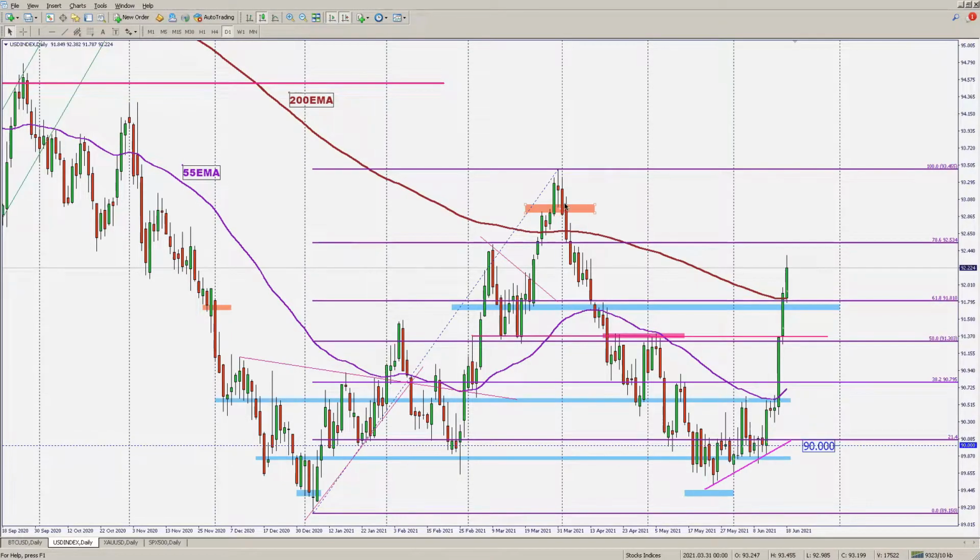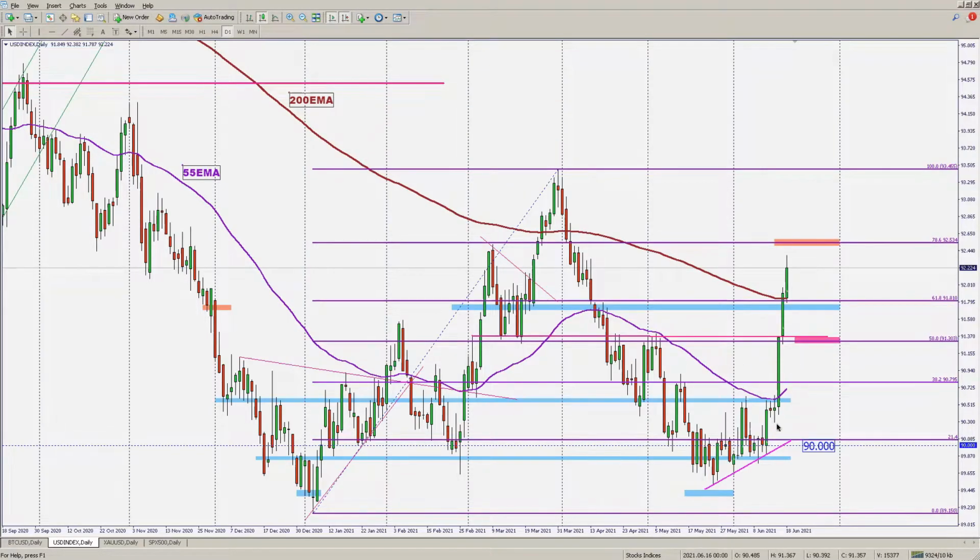And let's move this resistance zone down here to the 78.6 fib retracement. All right, then we'll leave this intermediate support down here at the 50 fib retracement, right near this previous swing high.